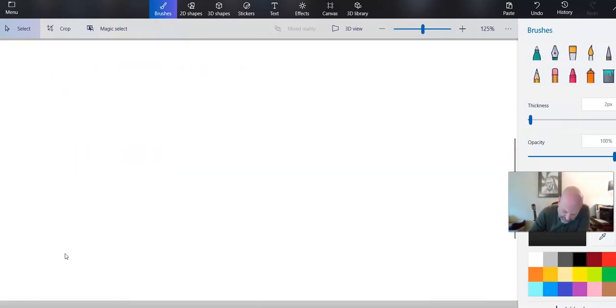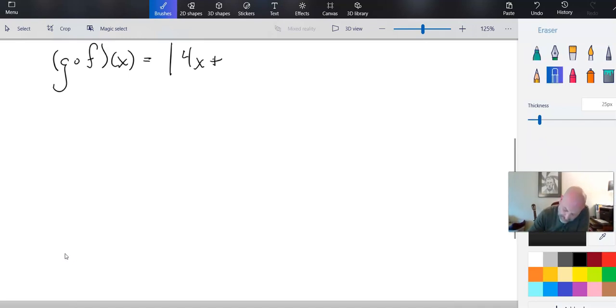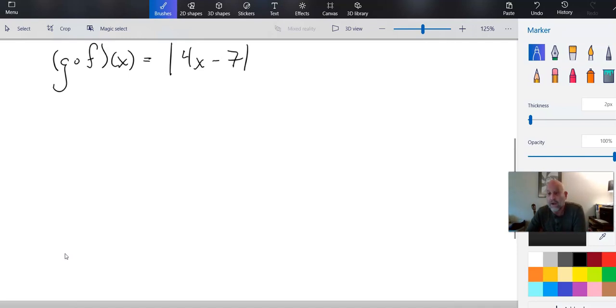So let's say our composition, g composed with f of x, is equal to the absolute value of 4x minus 7, right? Before I answer it, pause it for a second, see if you can jot down an answer. Okay, so pause it here. Okay, so I'm assuming you've paused it.